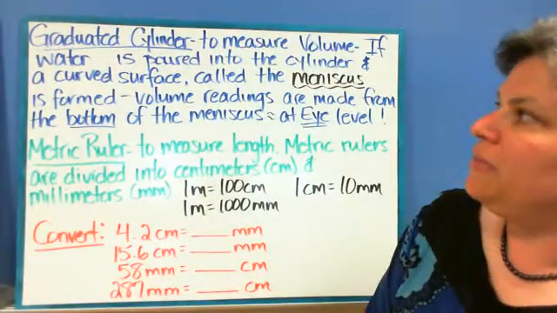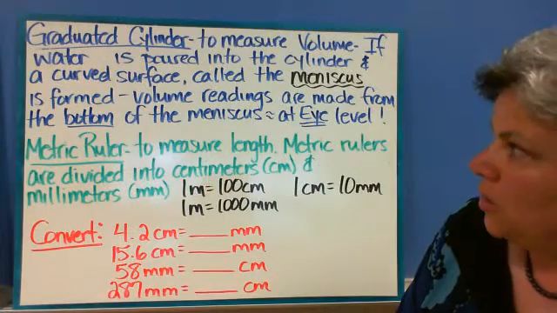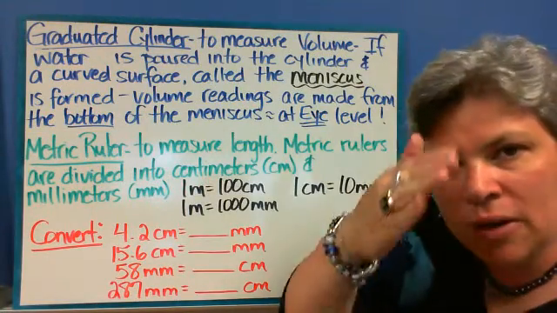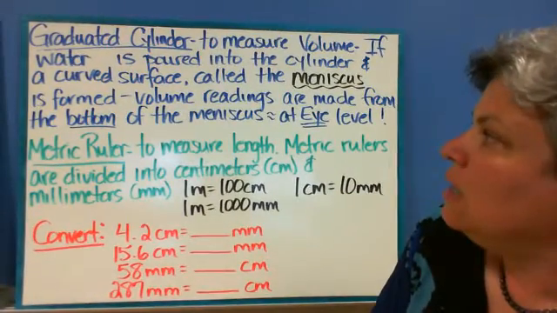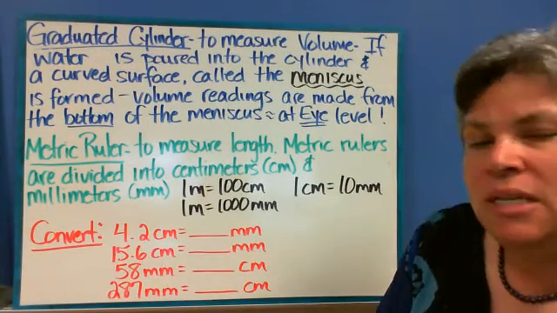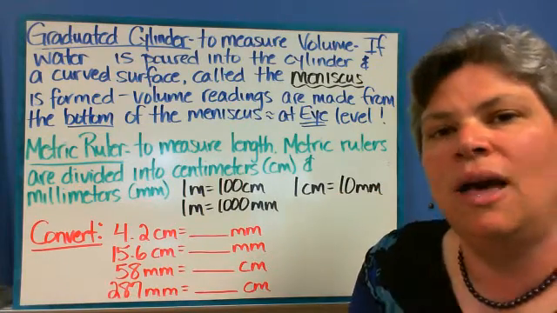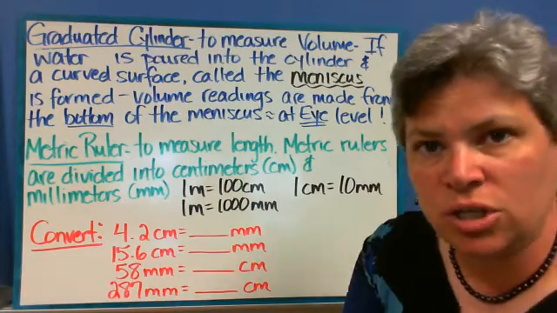So let's start off then with that graduated cylinder. The graduated cylinder is used to measure volume. If water is poured into the cylinder, remember you get that curved surface in there that we call the meniscus. The volume readings need to be taken from the bottom of the meniscus, and they need to be at eye level. There's a picture in your note packet that shows you the curve.